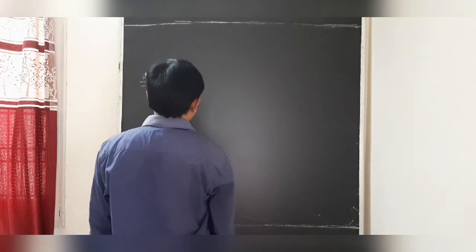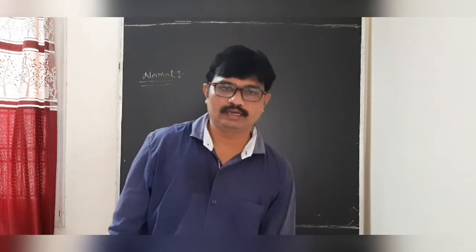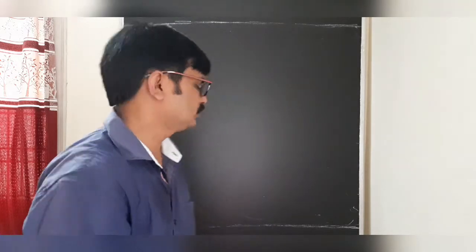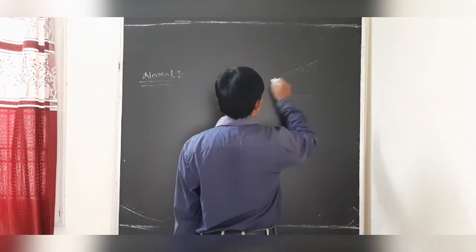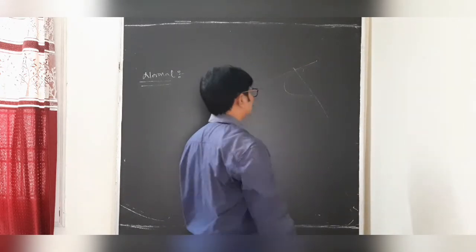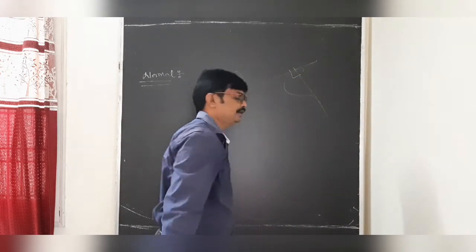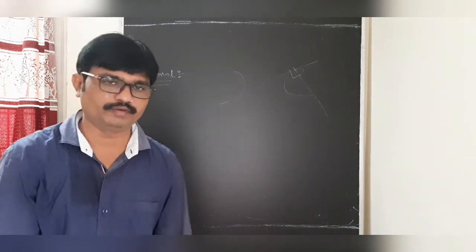Now students, we know that the normal is the line which is perpendicular to the tangent. Suppose P(x1, y1) is a point on the hyperbola. The line which is perpendicular to the tangent at P(x1, y1) is called the normal. So when you take the tangent, the perpendicular line is called the normal.